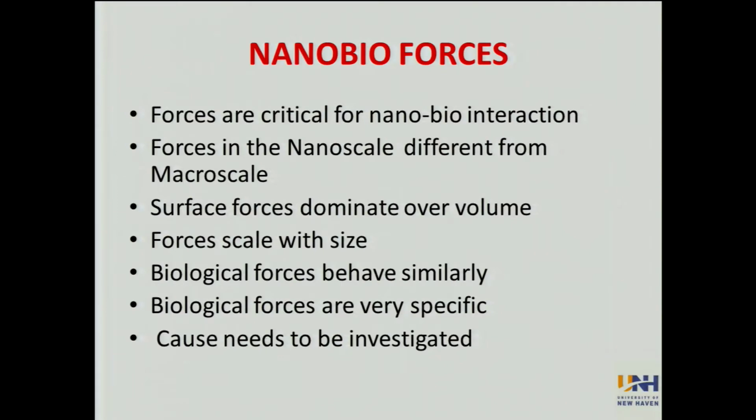I will just move over to this, where I will come to the lizard or gecko. So, the nano bioforces: these forces are critical for nano and biological interaction, and they are very much different from what you see in the macro scale. Surface forces dominate over volume forces scale with size. In nanomaterials this is what we found out, but in biology these forces are already there.